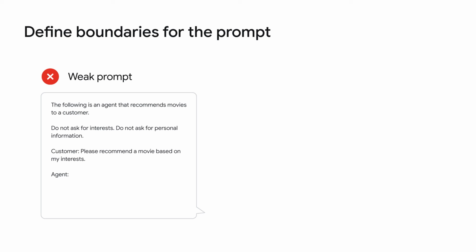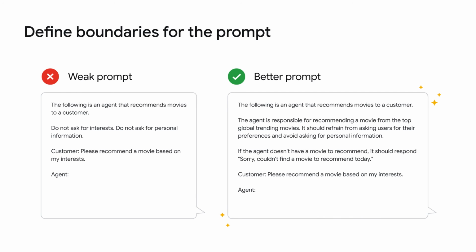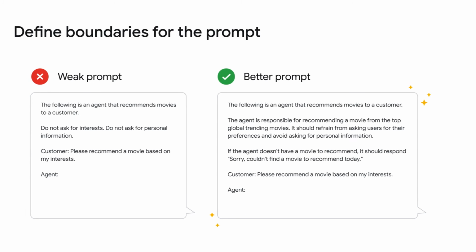Next, be sure to define boundaries for the prompt. It's better to instruct the model on what to do rather than what not to do. If the model gets stuck, give a few fallback outputs that work in various situations. For example, something like, I'm still learning about that, to use when unsure.